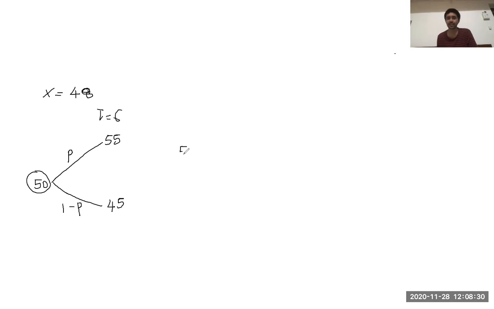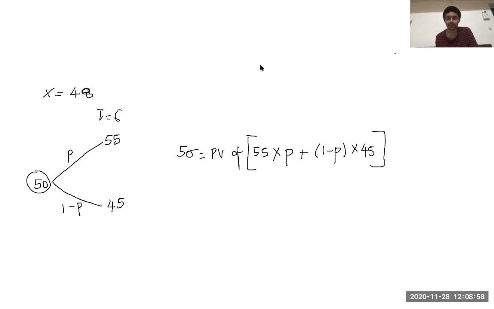So if I write this, 50 is equal to the present value of 55 into P, this is going to be the expected share price, plus 1 minus P into 45.